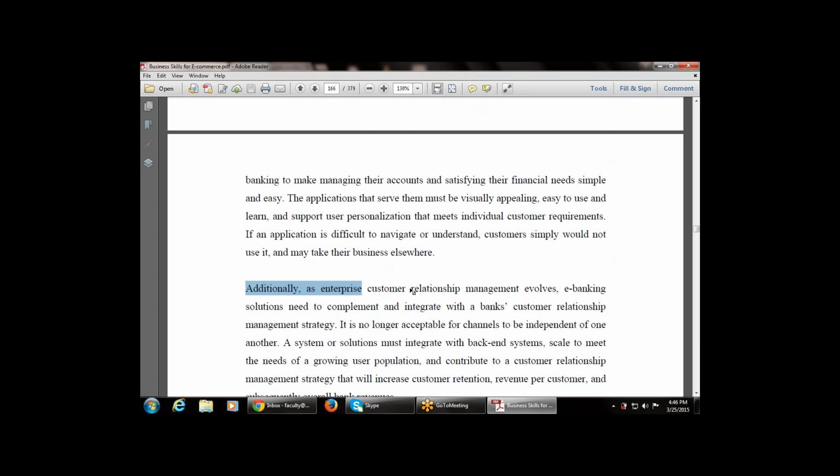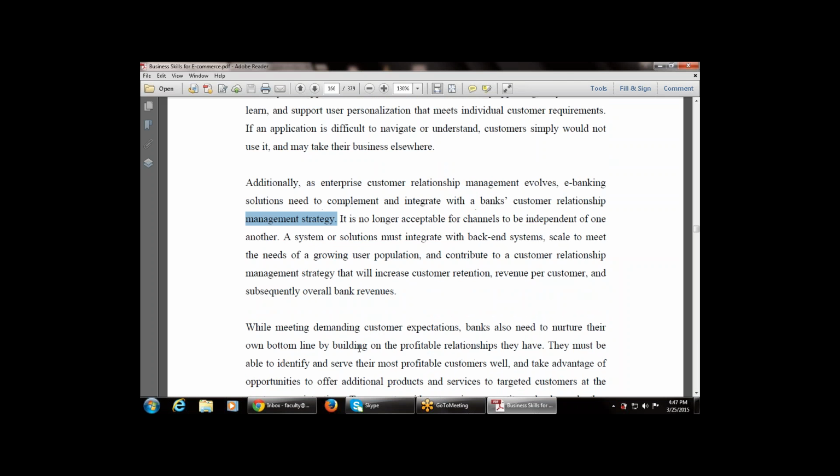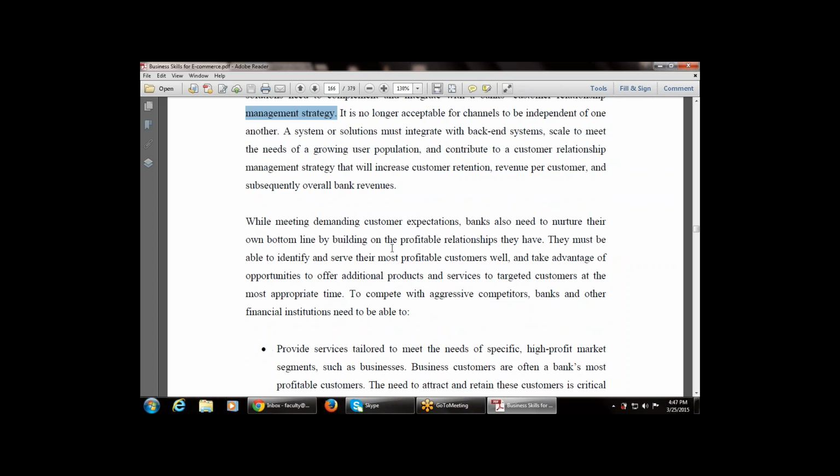Additionally, as an enterprise, customer relationship management involves e-banking solutions needing to complement and integrate with the bank's customer relationship management strategy. That is, the customer relationship management strategy has to be followed by the banks so that there is no difficulty or unmet requirement in day-to-day scenarios. While meeting demanding customer expectations, banks also need to nurture their own bottom line by building on the profitable relationships they have.